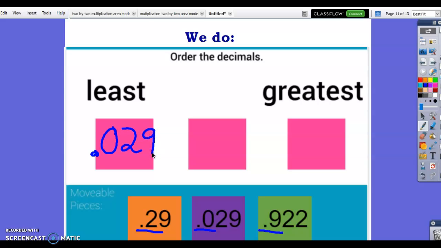Notice that the first number also reads 29, but it's 29 hundredths. So you're going to put the decimal place 29 hundredths. If I added a 0 here, it would be 290, which then you can really tell that it is the biggest. And then your 922 goes last.